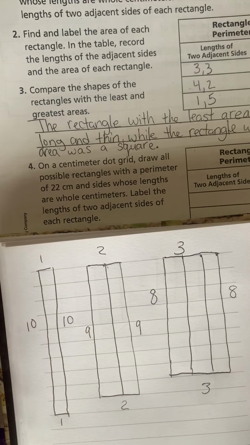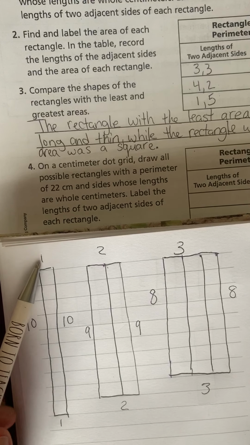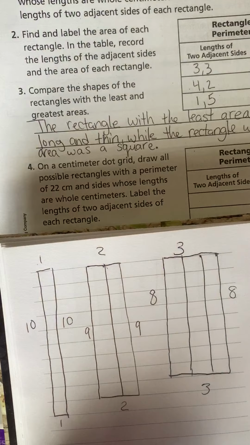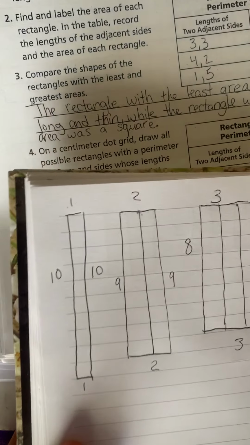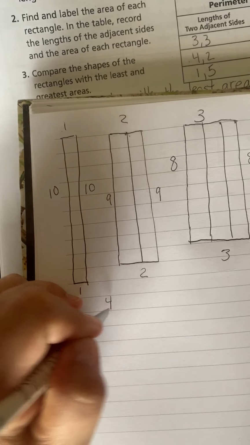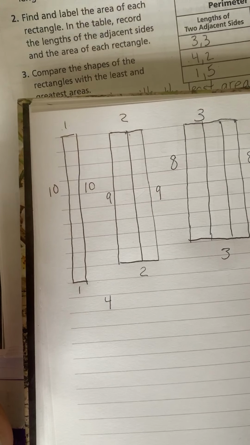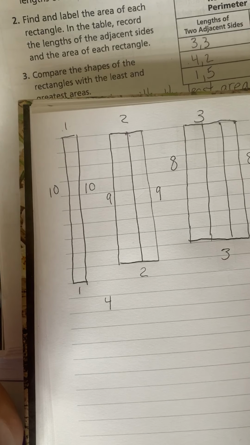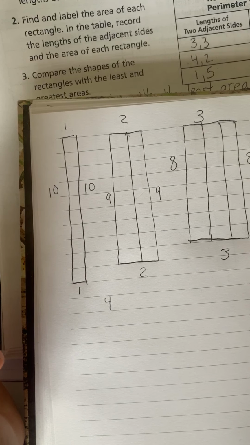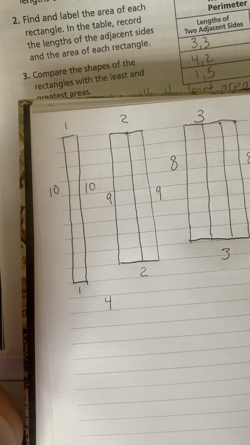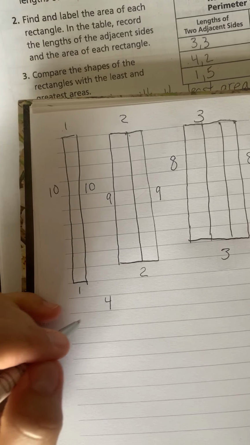I bet I could keep going with this pattern I've been doing. So far I've done 1, 2, 3. What would happen if I did 4? I might need to move this up so you can see. Okay, so if I did 4, then 4 plus 4 is 8, right? And then how do I get 22 if I have 8? So let's see, 22 minus 8, would that be 14? Yeah, I think so. So that would be 7.